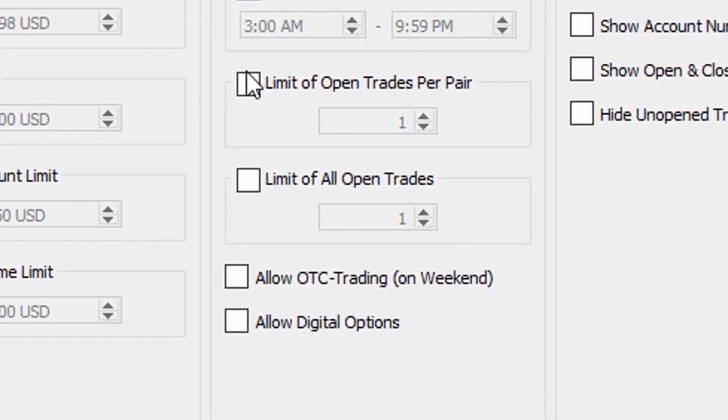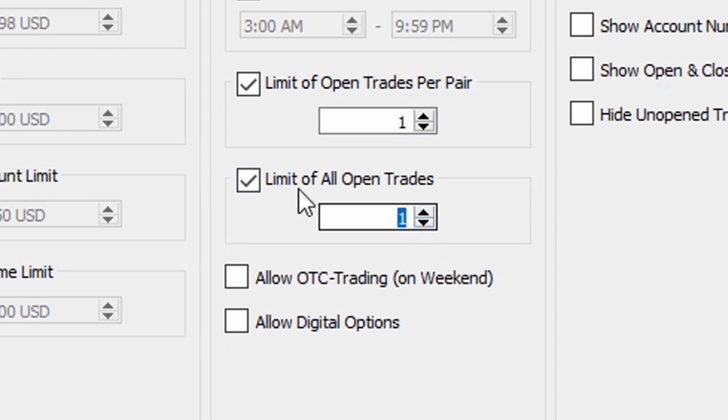Limit of open trades per pair. You can also define the number of maximum open trades per currency. Limit of all open trades. This parameter allows you to set a limit of open trades for all currency pairs at a certain time. This option will limit a total maximum over open operations.